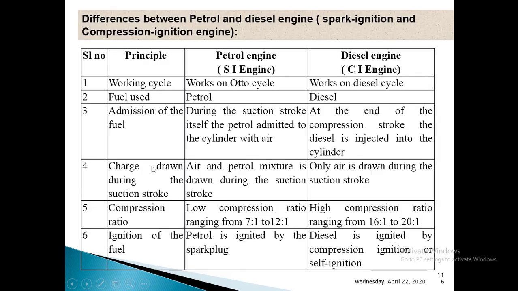Next we come to the difference between a petrol engine and a diesel engine, or you can call it the difference between spark ignition and compression ignition engines. You all know that petrol engines can be called spark ignition engines, whereas diesel engines can be called compression ignition engines. So again here also, if you remember these principles or parameters, then definitely you can write the difference between the SI engine and CI engine, or between the petrol engine and diesel engine.